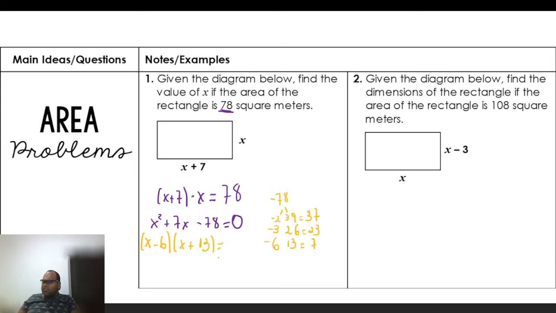Solving this for 0, what do we have? x minus 6 equals 0 gives x equals 6, positive. And x plus 13 equals 0 gives x equals negative 13. Great, we got it. But my question to you guys: do I have a negative measure? We don't have it. Then goodbye, negative 13. The measure x is equal to 6. Let's be sure: 6 plus 7 is 13, and 6 times 13 is 78.